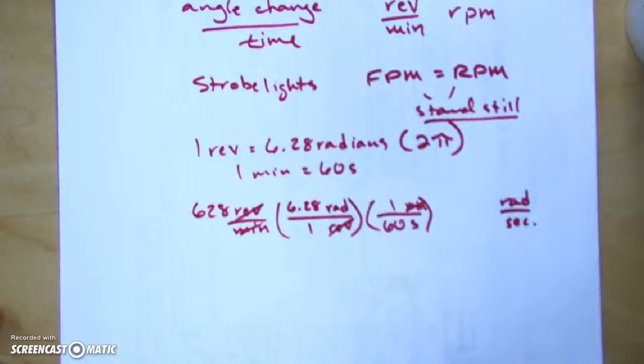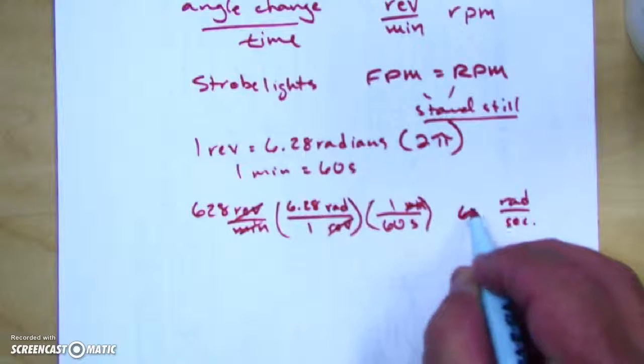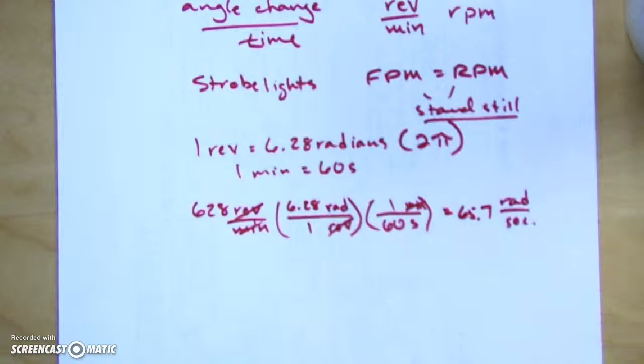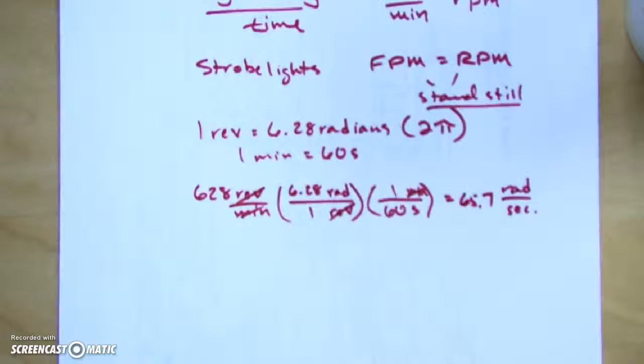Now, you'll need a calculator, of course, to get that answer. Just so you have it, we'll do it right now. 628 times 6.28 equals, and then divided by 60. 65.7 radians per second.